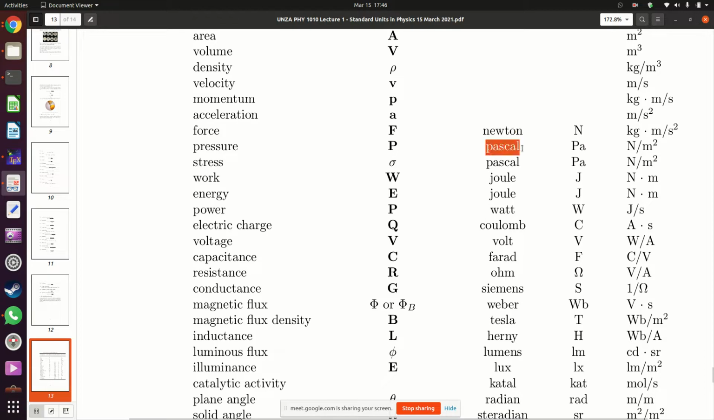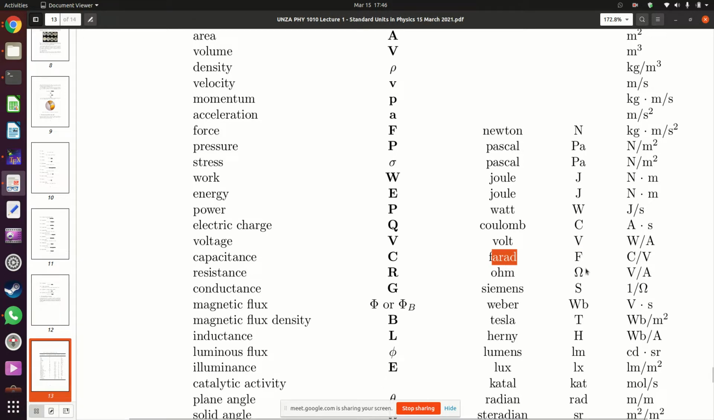Pascal is the name of a person, so that's why it starts with a capital P, then A. Joule is the name of a person, that's why it starts with a capital J. Watt is the name of a person, that's why it's a capital W. Coulomb is the name of a person, that's why it's a capital C. Volt is named after Volta, an Italian guy, that's why it's a capital V. Farad is named after Michael Faraday, an English scientist, that's why it's a capital F.